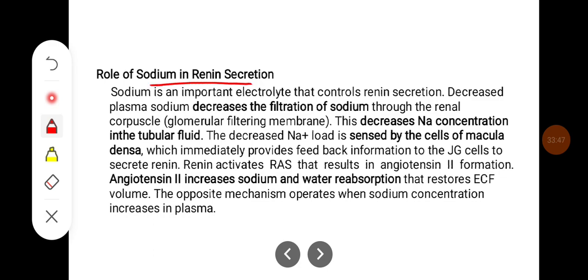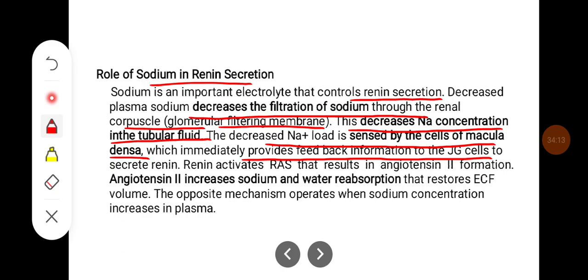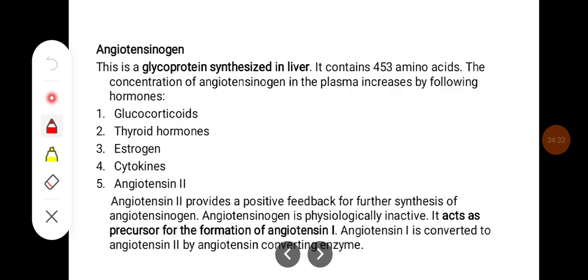The role of sodium in renin secretion. Sodium is an important electrolyte that controls renin secretion. Decreased plasma sodium decreases the filtration of sodium through the renal corpuscle, that is, through the glomerular filtrating membrane, and this decreases sodium concentration in the tubular fluid. The decreased sodium load is sensed by the cells of the macula densa, which immediately provide feedback information to the JG cells to secrete renin. Renin activates the renin-angiotensin system that results in angiotensin 2 formation, and angiotensin 2 increases sodium and water reabsorption that restores ECF volume. The opposite mechanism operates when sodium concentration increases in the plasma.